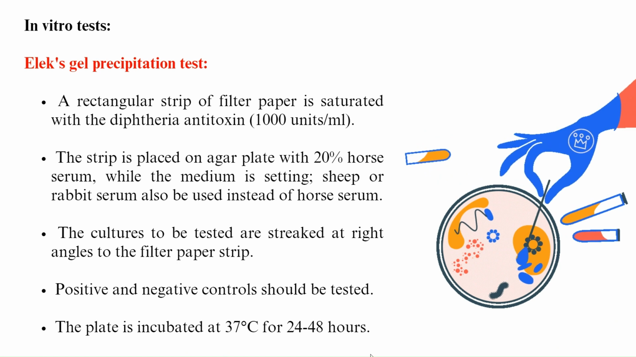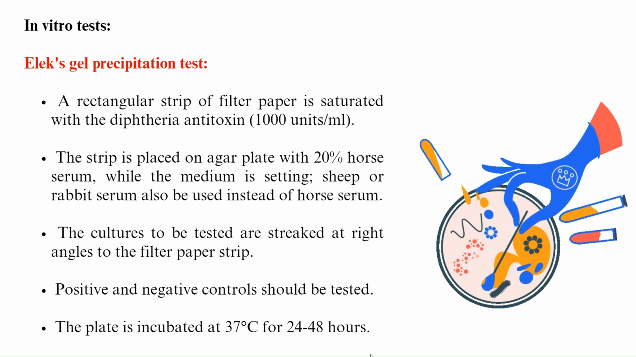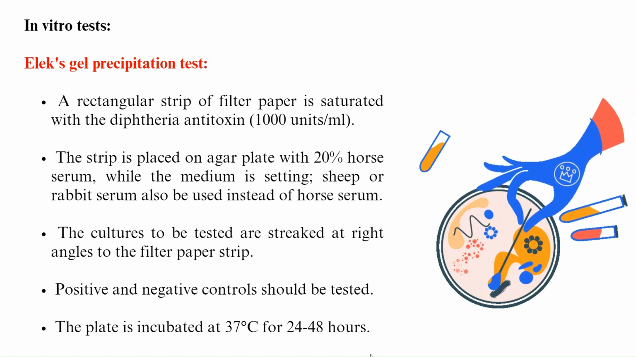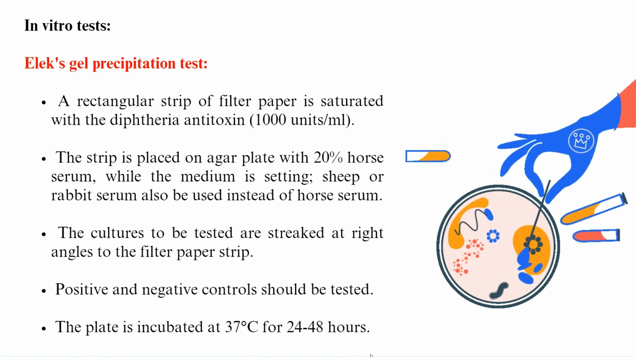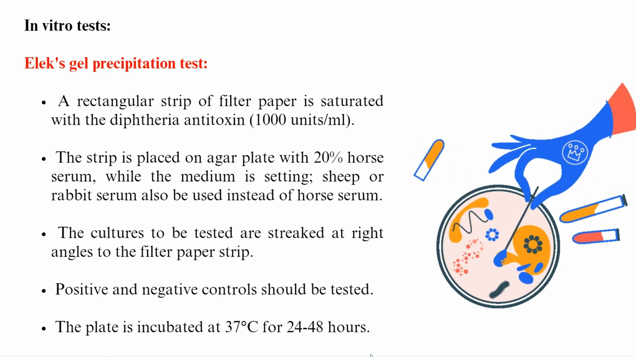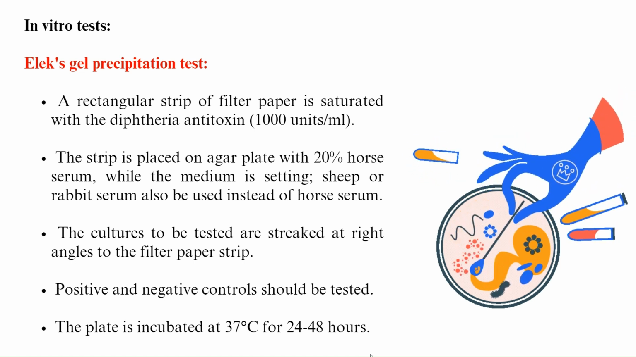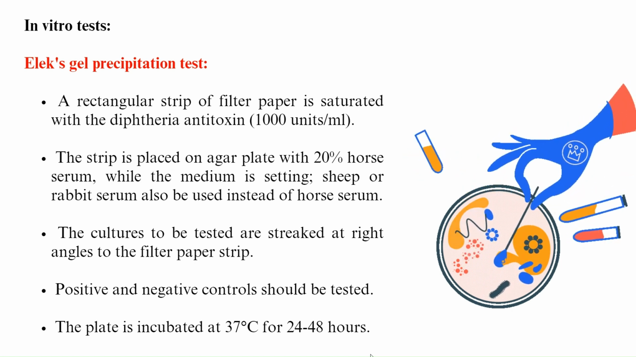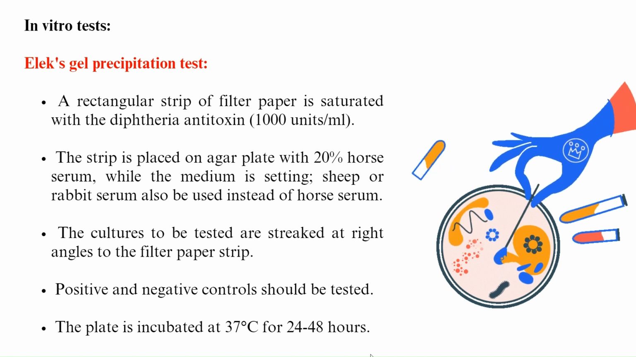In vitro tests. Elek gel precipitation test. A rectangular strip of filter paper is saturated with the diphtheria antitoxin, 1,000 units per ml. The strip is placed on an agar plate with 20% horse serum, while the medium is setting. Sheep or rabbit serum can also be used instead of horse serum. The cultures to be tested are streaked at right angles to the filter paper strip. Positive and negative controls should be tested. The plate is incubated at 37 degrees Celsius for 24 to 48 hours.